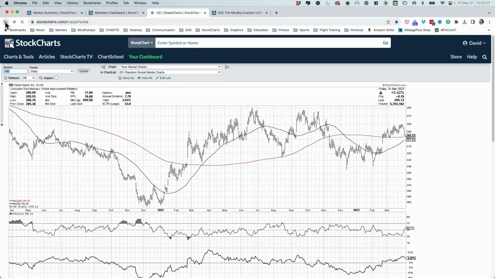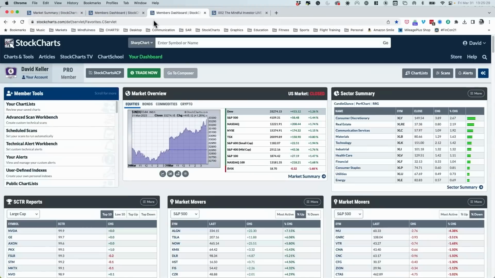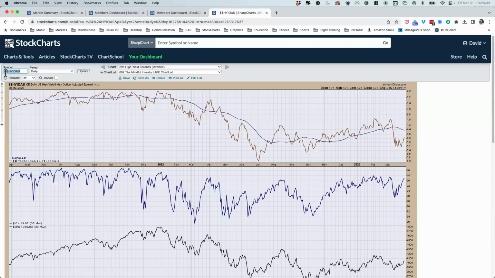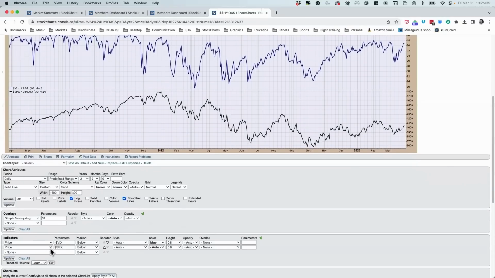So on that chart that I just showed you, the high yield chart that you asked about, which is here, all I did to create this chart is I put a minus sign before the ticker of the high yield OAS, which is a high yield index option adjusted spread. I did the same thing for the VIX. So you can see minus sign, dollar sign VIX, which is basically the VIX index, but I want to flip it over. The ACP platform, by the way, also has the ability to invert charts and invert scales.